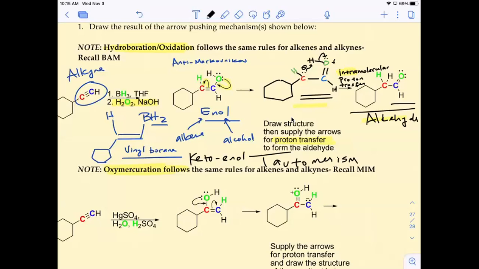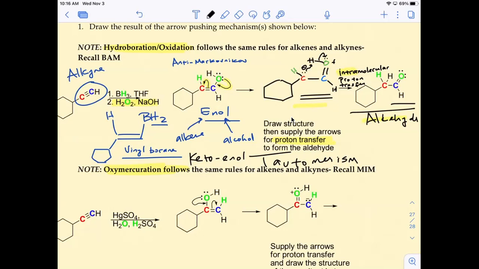So the takeaway is this: if you do hydroboration followed by oxidation on a triple bond, you will not get an alcohol, right? You'll get an enol that rearranges to give you a carbonyl, right? And if it's anti-Markovnikov, then that carbonyl is going to end up on the least substituted carbon. If it's Markovnikov, it's going to end up on the most substituted carbon. So let's look at the mercury sulfate reaction down below.